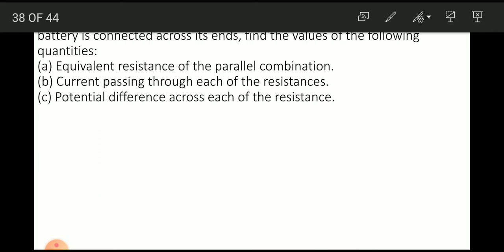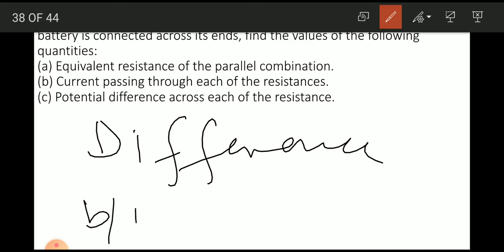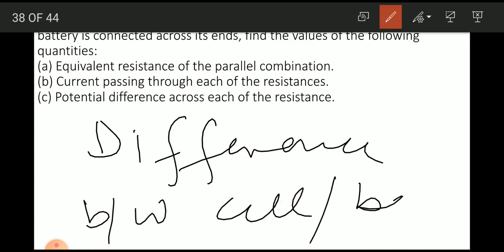Next, in 14.2 it is written: what is the difference between a cell and a battery. So the answer is very simple. A battery can be recharged but a cell cannot be recharged. Can current flow in a circuit without potential difference? No. If there is potential difference, there will be flow of current. Otherwise, the current will not flow.